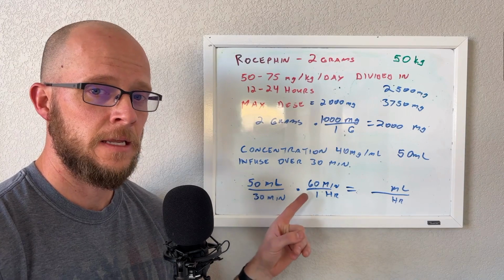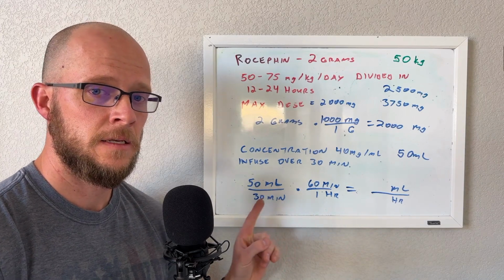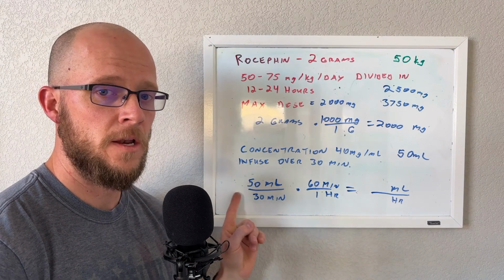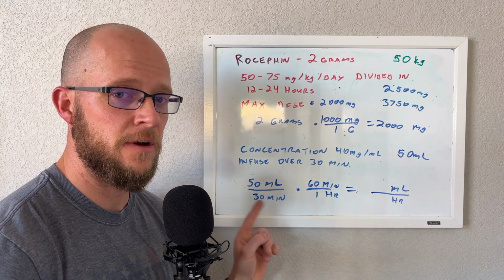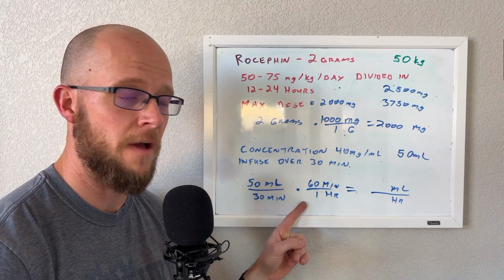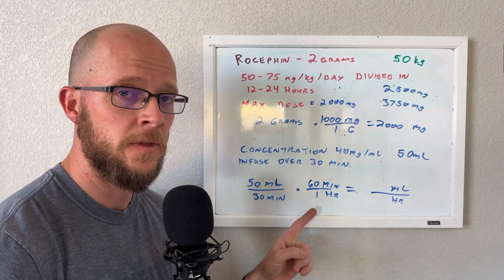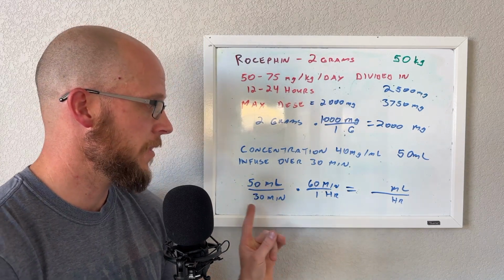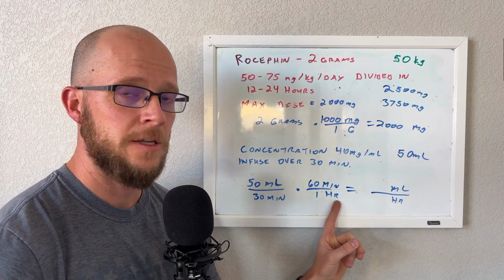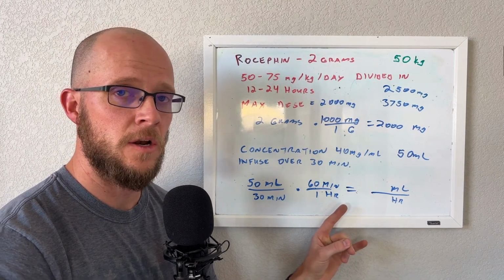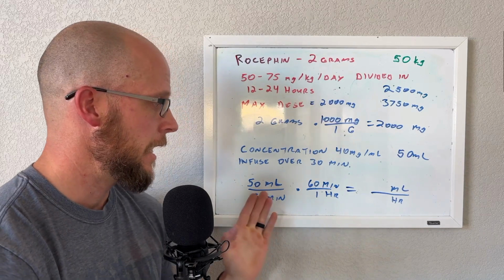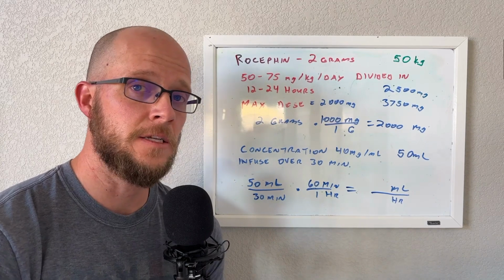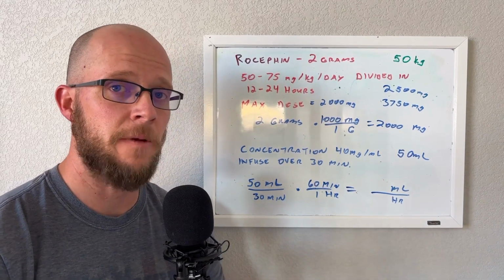So I do 50 times 60 divided by 30 times 1. If you want to do it, you can go ahead and divide the 50 divided by 30 and then multiply that times the 60. That's totally fine. That'll get you the same answer. However, I just like to multiply everything all the way across on top, then everything all the way across on the bottom. And you'll see where this gets important when you're starting to do your micrograms per kilo per minute. It makes sense in my head, and however it makes sense in your head, that's totally fine. Just make sure you stay consistent so that it's always the same every time.